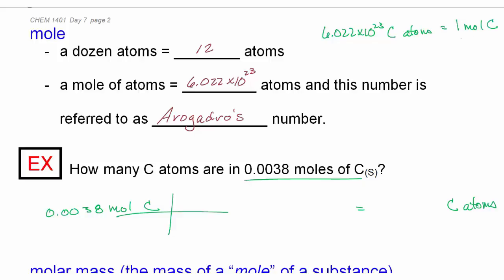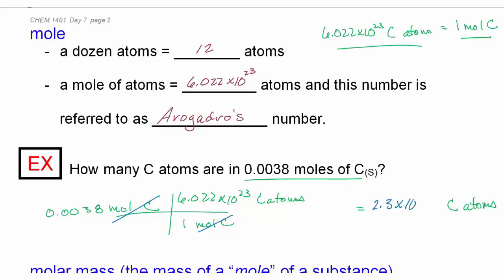So there it is. 1 mole of carbon, put that in the bottom. The numerator, 6.022 times 10 to the 23rd carbon atoms. Then it'll all work out because see how my units cancel? I'm in carbon atoms. So 0.0038 times 6.022 times 10 to the 23rd, about 2.3 times 10 to the 21 carbon atoms.